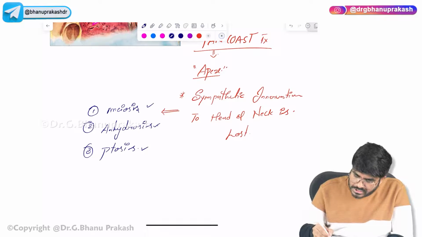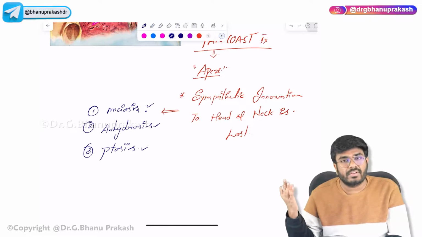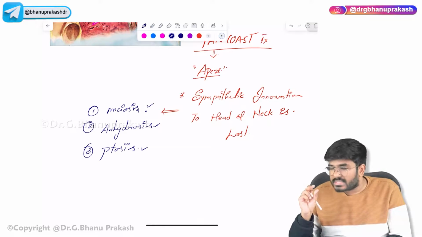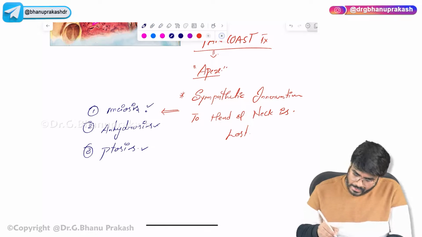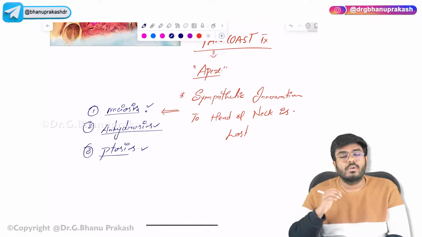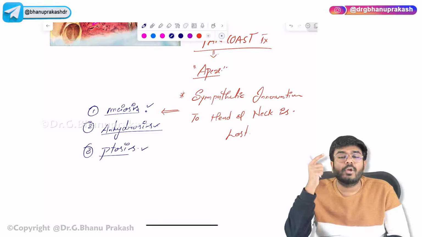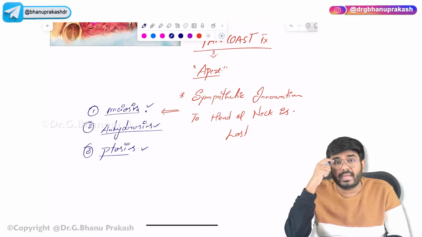Meiosis means constricted pupil. Sympathetic activity is not there now, so parasympathetic activity is going to be dominant, and that causes meiosis. And anhydrosis means no sweating, sweating is not happening in the head and neck. And what is ptosis? Ptosis is drooping eyelid. Normally it is sympathetic activity which keeps the eyelid open, but because of the denervation, the loss of sympathetic activity, now the eyelid is going to droop like this, that is called ptosis.